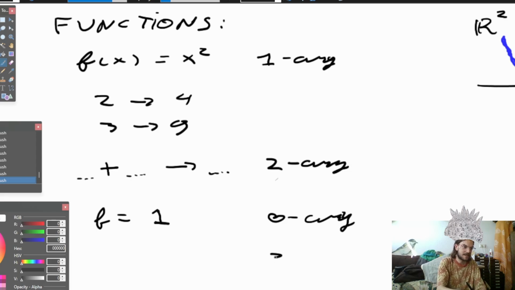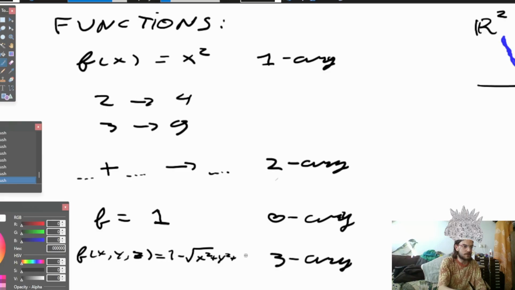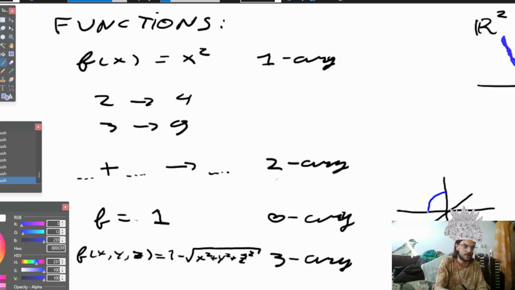And let me just give an example of a three-ary function. So that would be something like f(x, y, z). Let's say 1 minus the square root of x squared plus y squared plus z squared. And you might recognize this as the function that is 0 at the boundary of a ball in 3 dimensions. So that would be a Fourier function. Let me just give that example also. So what you call the kernel of this function is what outlines the ball in 3 dimensions.